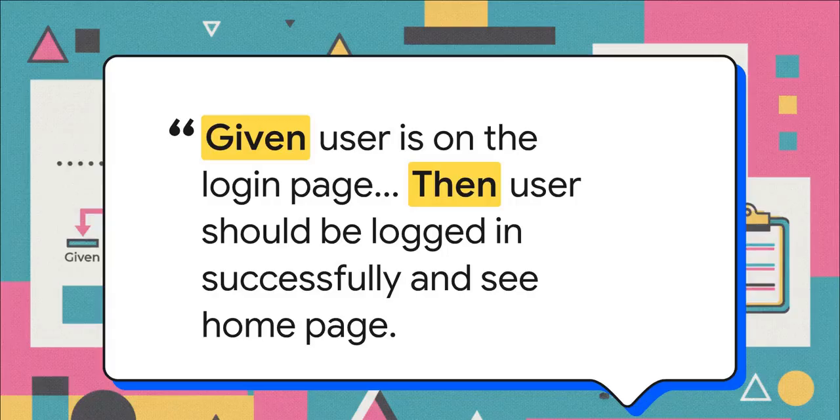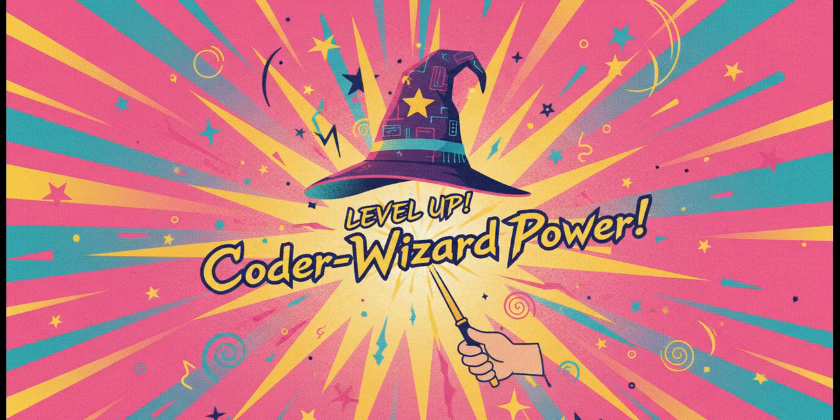And poof! Here it is, our brand new magic spell. It goes like this. Given the user is on the login page. That's the scene. When the user enters their username and their password and clicks the login button. That's the action, the wave of the wand. Then, the user should be logged in successfully and see the home page. That's the magic result. See how clear that is? Awesome. Woohoo! You did it! You just turned confusing instructions into a crystal clear magic spell. You unlocked your coder wizard power.